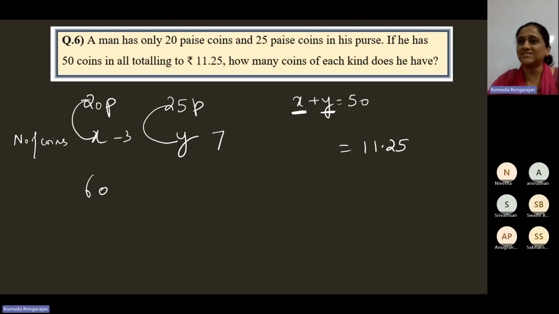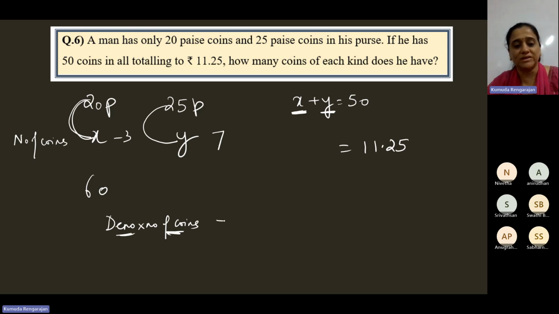20 is the denomination into the number of coins. Denomination into number of coins will give you the value of money. What's the denomination? 20 paise. What's the number of coins? x. Multiply, 20x. That's the value of money. Plus denomination 25, number of coins y.